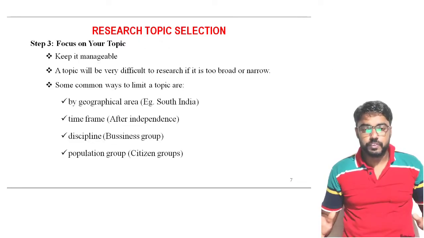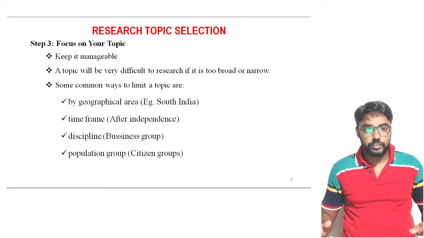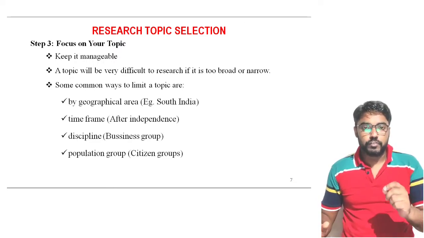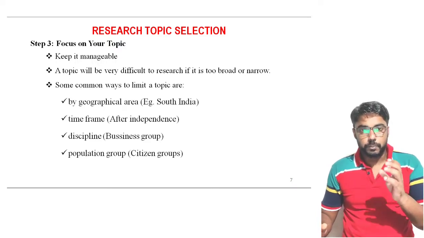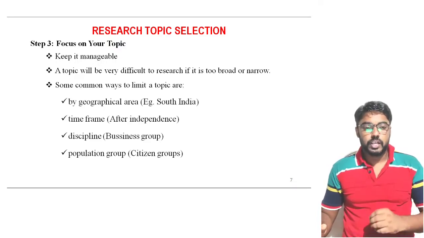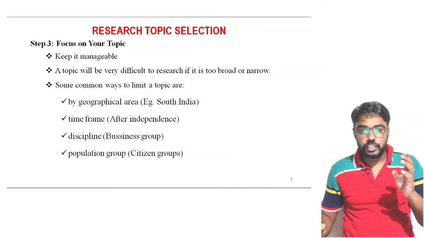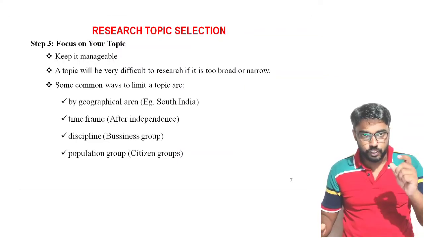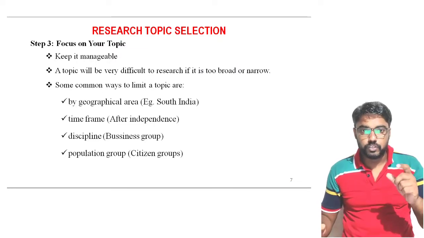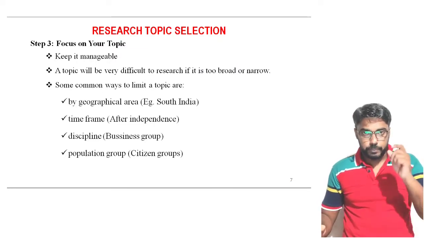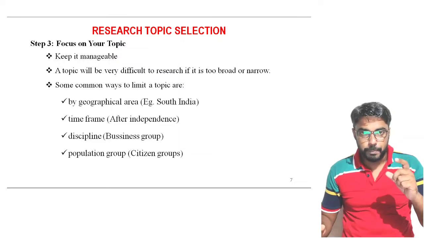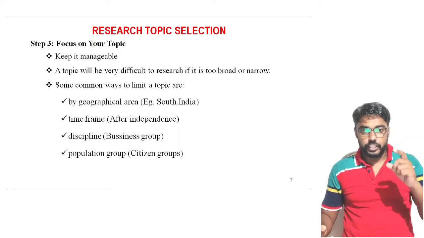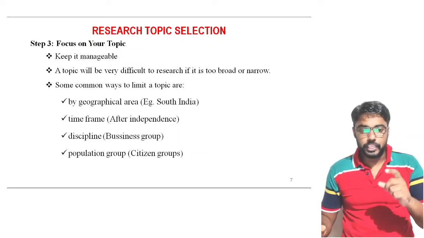Okay, with the first step we talked about brainstorming for ideas, and the second one was to generate general background information on interested topics. After that, the third step is to focus on your topic. You have to focus on your research topic or research ideas. Keep that research topic manageable.